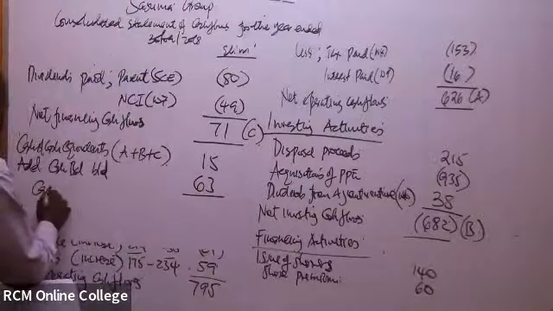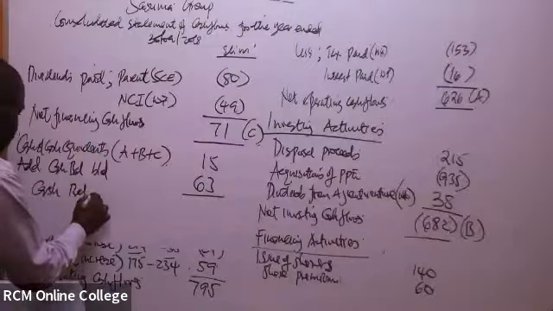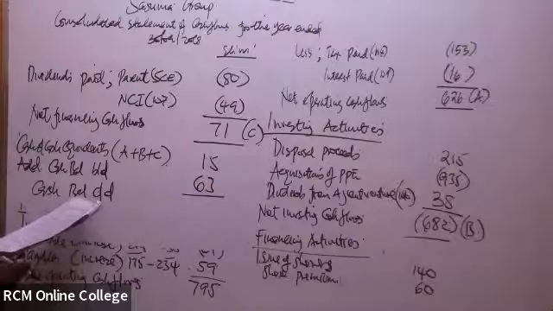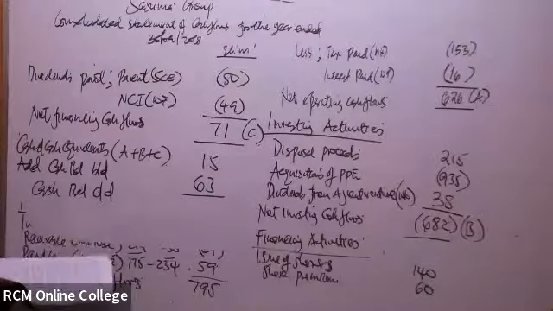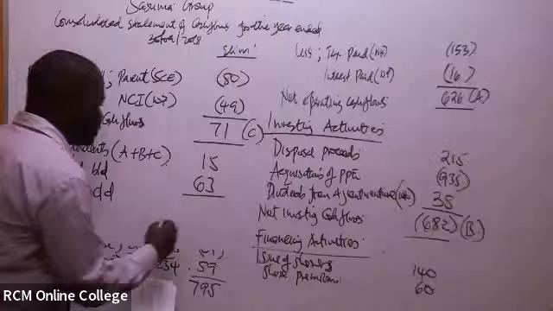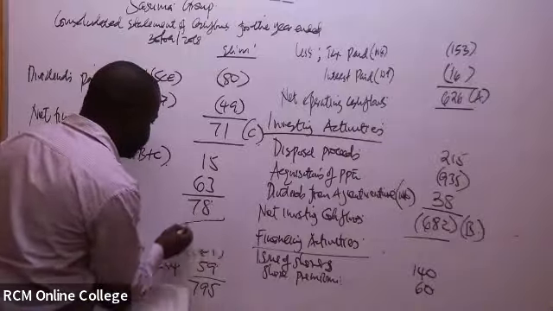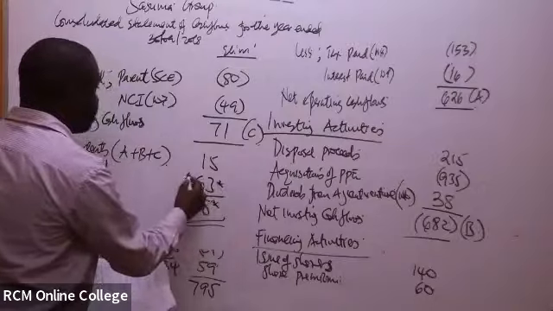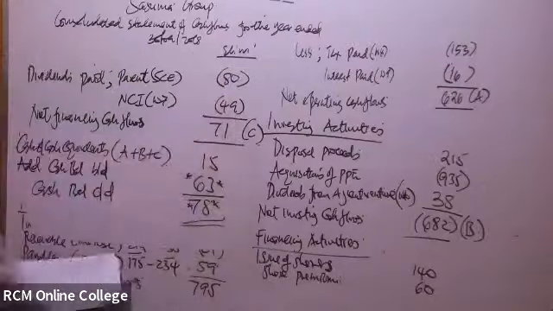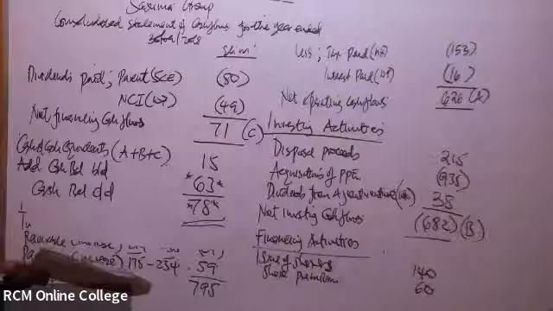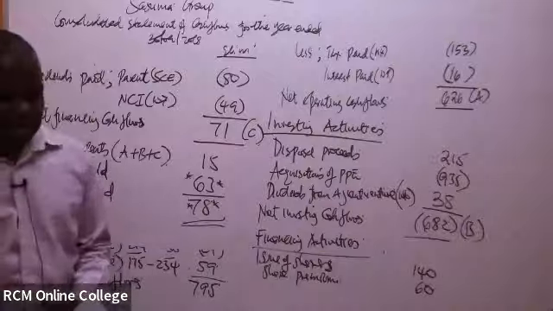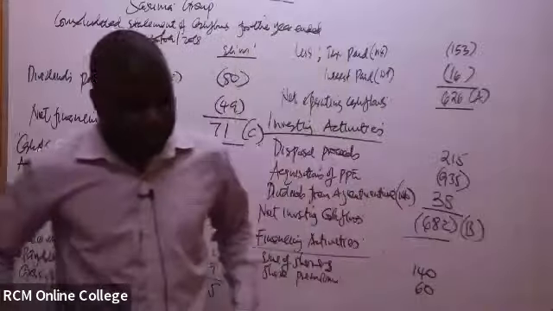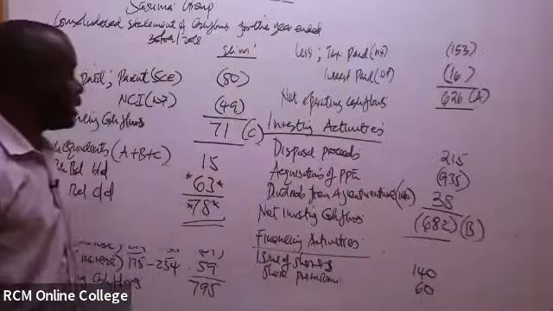When you add, it should give you the cash balance carried down at the end of the year. You should be able to get it from the statement of financial position, which in this case should be 78. So if it doesn't tally, then it means there's a problem with maybe the adjustments here. You need to look at what you could have made as an error.